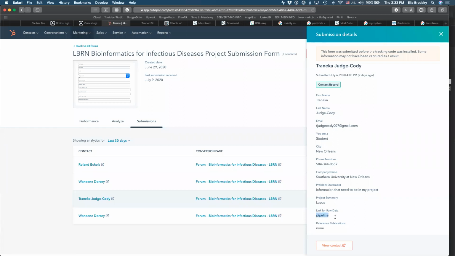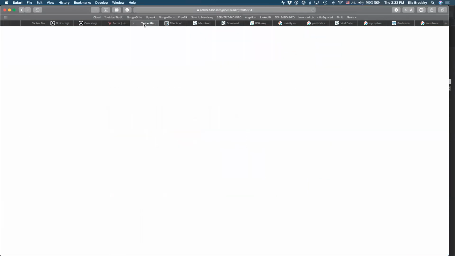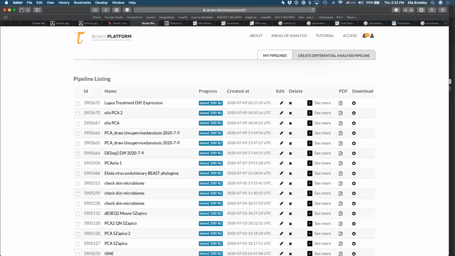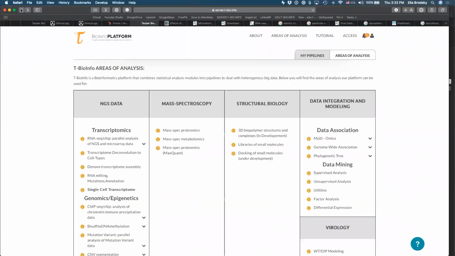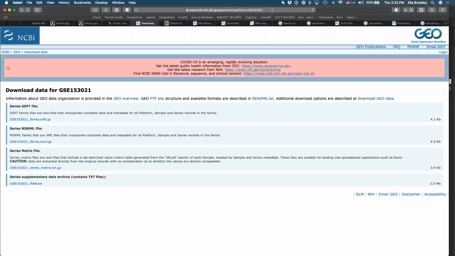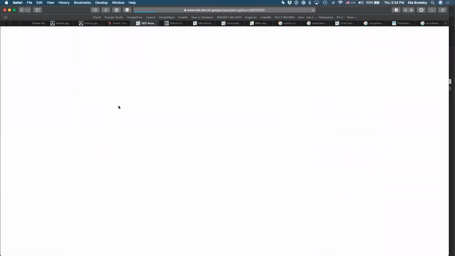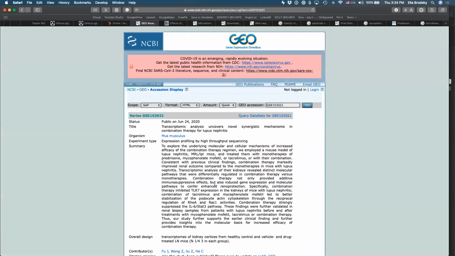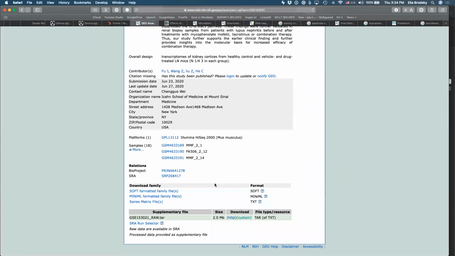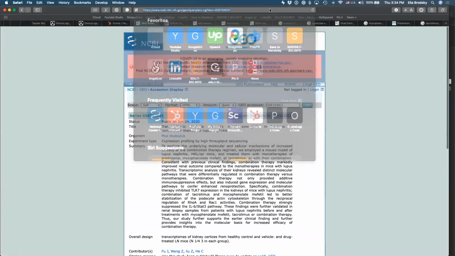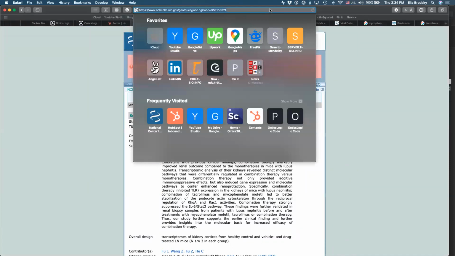So for the link for raw data, for example, you would put in this data set that we were looking at here, which was that GSE collection of files, this one. You can put this, or even the bio project, as your link to the raw files.